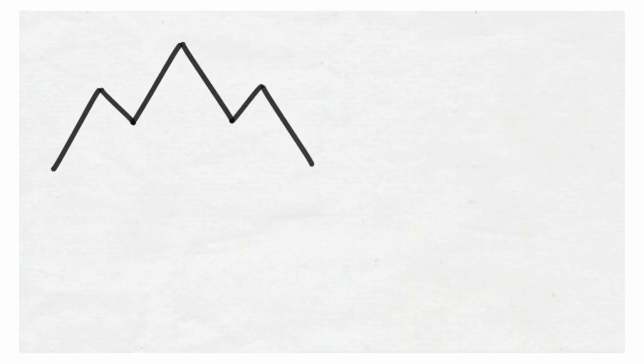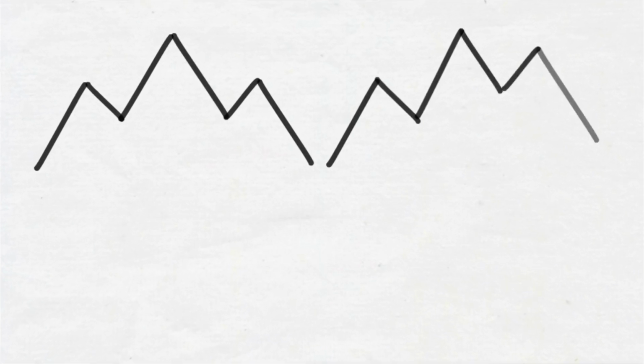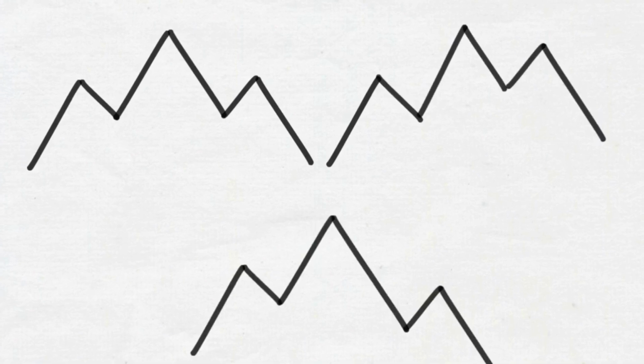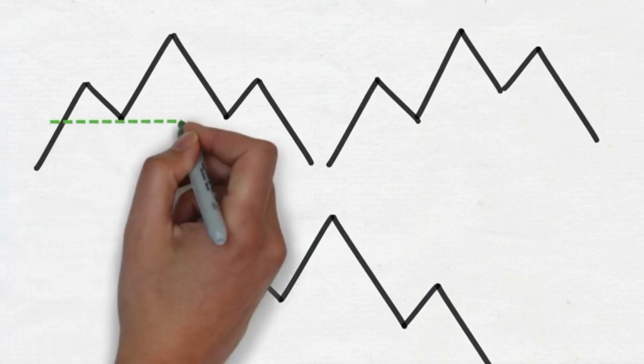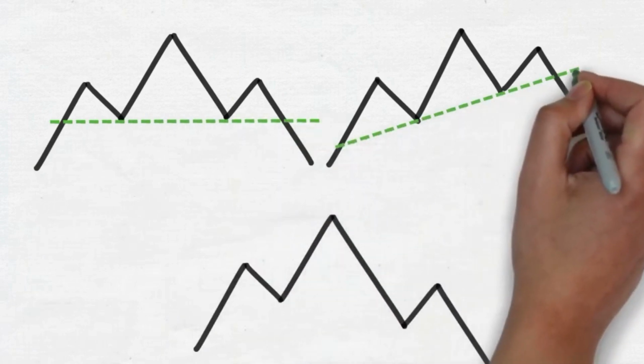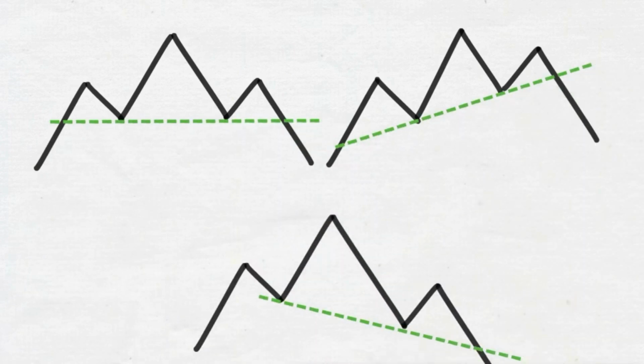Variations of the pattern. There are three ways this pattern can form. The low of the head matches the previous swing low. The low of the head is slightly higher. The low of the head is even lower. This means the neckline can be horizontal, slanted upwards, or slanted downwards.